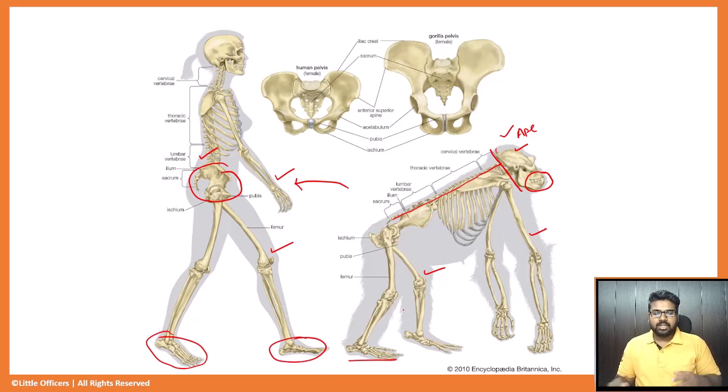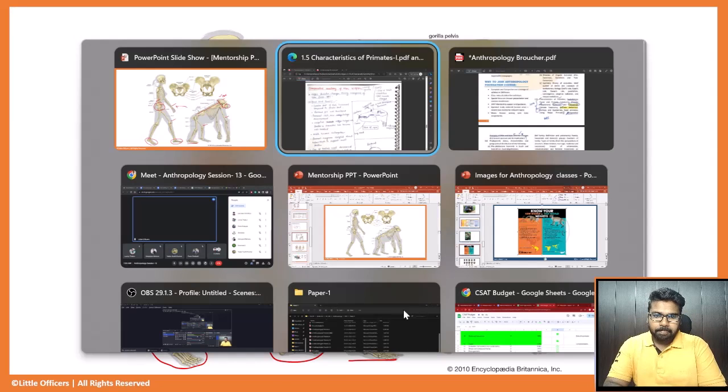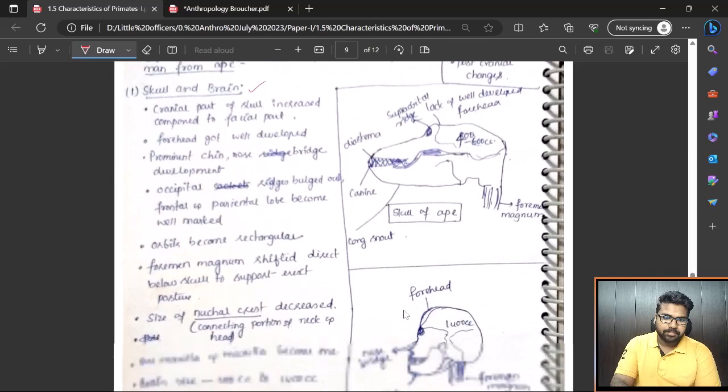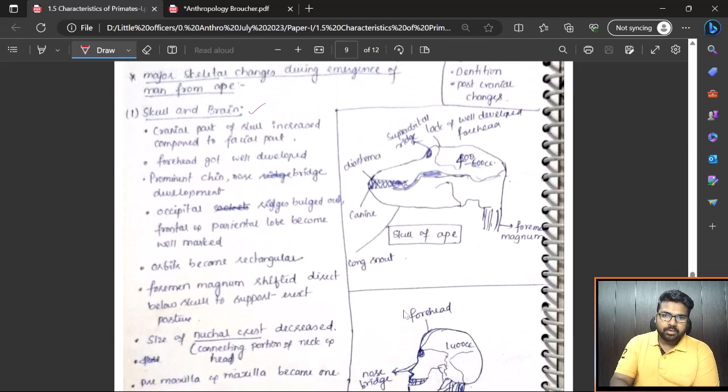Okay. So let's begin. First, let us look at the changes that have happened in the skull and brain. First understand, then I'll dictate the notes or I'll send you the notes. Okay. See, we need to draw some images also. There also I'll help you.